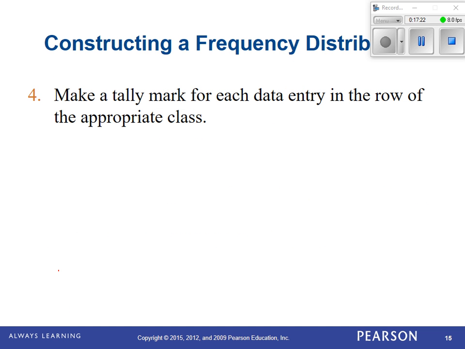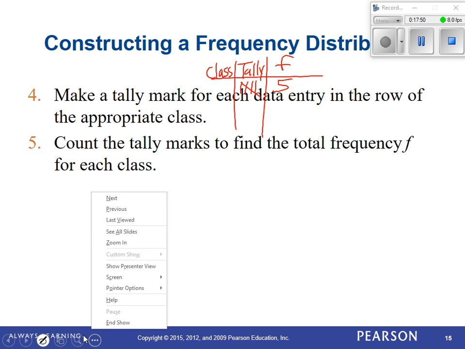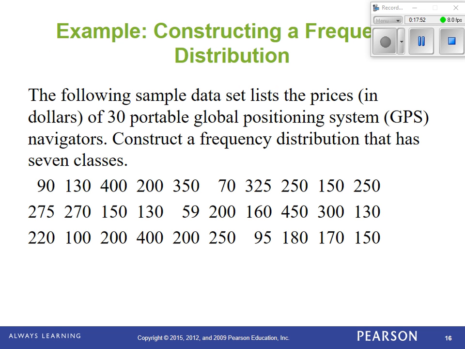Or actually, you don't even have to add on. Make a tally mark for each piece of data. So that's why I said sometimes you might want 3 columns in here. You want your class. Then you might want a tally so that you can use the little tally marks to count up everything. Then have your frequency. Count the tallies and figure out the frequency. So for this, it'd be like 5 there. That'd be your frequency.